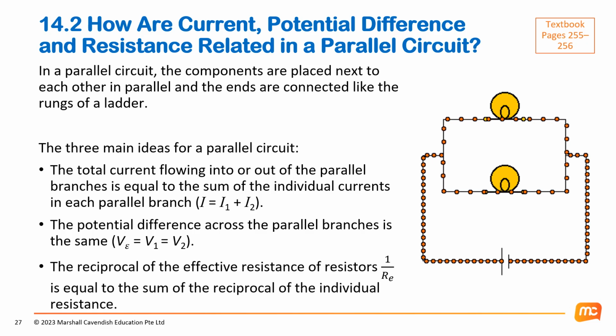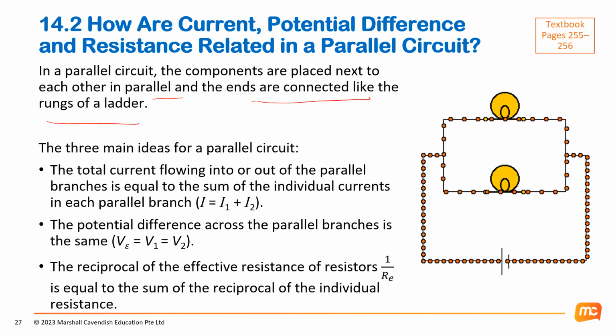Now, for a parallel circuit, the components are placed next to each other in parallel, and the ends are connected like the rungs of a ladder. So you will see how the currents, the electrons, when they come to a junction, will split themselves depending on the resistance of the bulb.